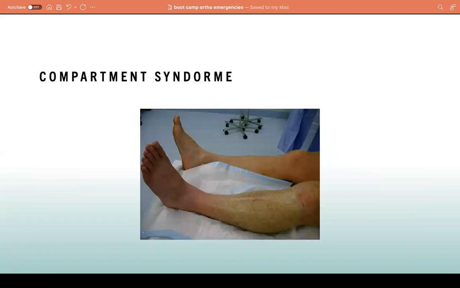So, compartment syndrome. We know every limb of our body has some muscle groups, and each muscle group is contained within fascia. That's called the compartment. If anything increases the pressure inside the compartment or causes a decrease in the space, for example outside compression, this will cause compartment syndrome. It's increased intracompartmental pressure. Okay.